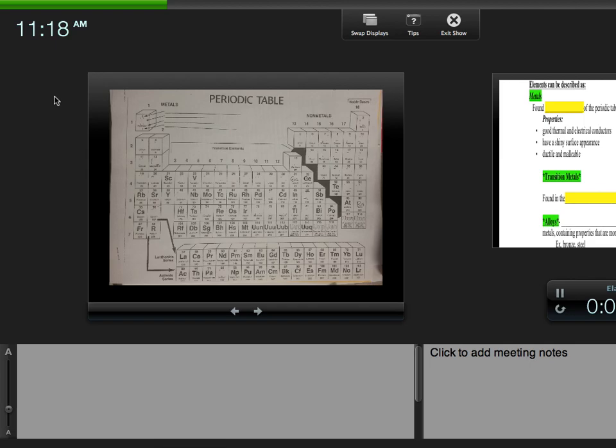35 minus 17 is what? 18. So the number of neutrons for chlorine is what? 18. Understand? Yes. Good. Let's look at your homework.